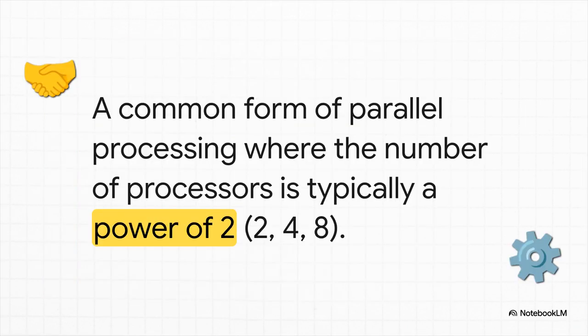A really common way this is done is called symmetric multiple processing, or SMP. This is what you'll find in a lot of high-end desktops and servers. The key thing here is that the number of processors, or cores, is usually a power of 2, so you'll see 2, 4, 8, and so on. They all share the same memory, they all work together. It's a balanced, symmetric system.